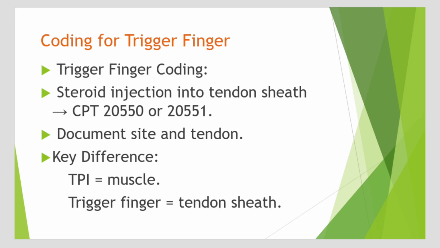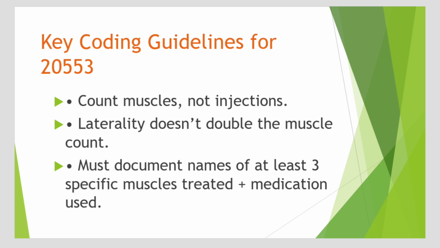Alright, let's do a quick recap. Trigger point injections, code based on the number of muscles injected, not the number of injections. 20582 is for one or two muscles, 20583 is for three or more muscles. Let's see a few more examples.